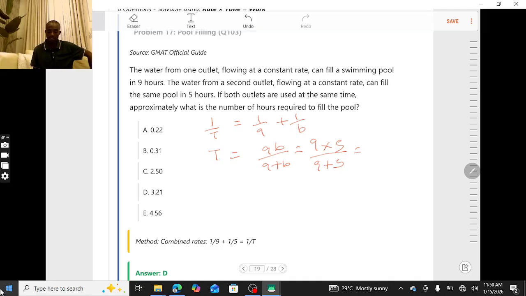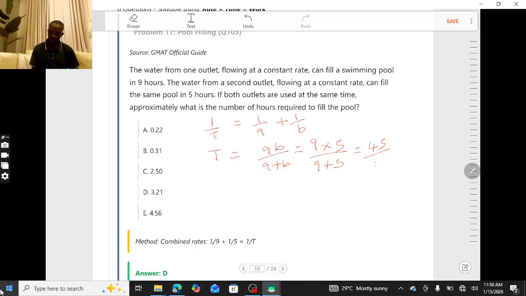So can you quickly scan through and see what the answer will be? But in an exam where there is no calculator, what can we do? This is 45 over 13. Oh, 9 plus 5? Yes, that's 13. No, 14. Because 10 plus 5 is 15, so 9 plus 5 is 14.